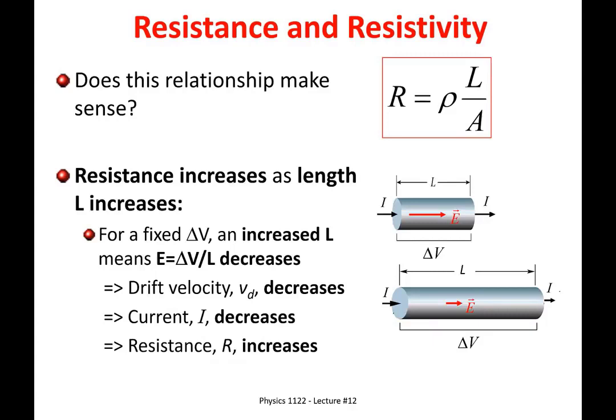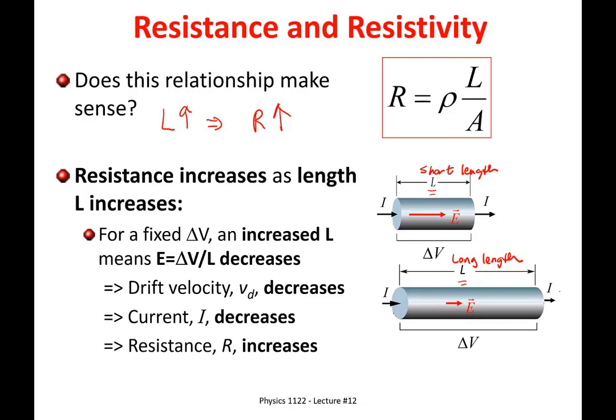The other part of this relationship to look at is the relationship between resistance and the length of the component. This relationship says that if the length of the component increases, then the resistance of the component is going to increase as well. And this is a little bit harder to understand, I think, than the relationship between resistance and cross-sectional area. So we've got a short length and then a long length.